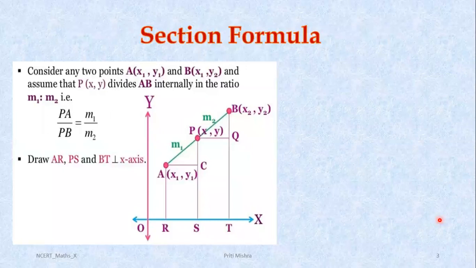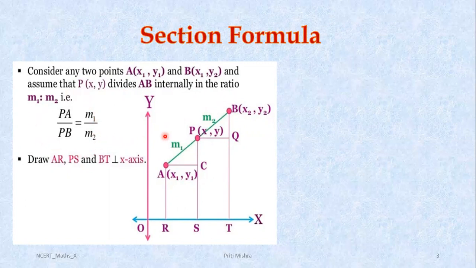Let's get started with the section formula. Here we are going to derive the section formula. So consider 2 points A and B. A has coordinates x1, y1 and B has coordinates x2, y2, and the point P (x, y) is dividing this line segment AB in the ratio m1 is to m2. So PA upon PB will be equal to m1 upon m2, right?